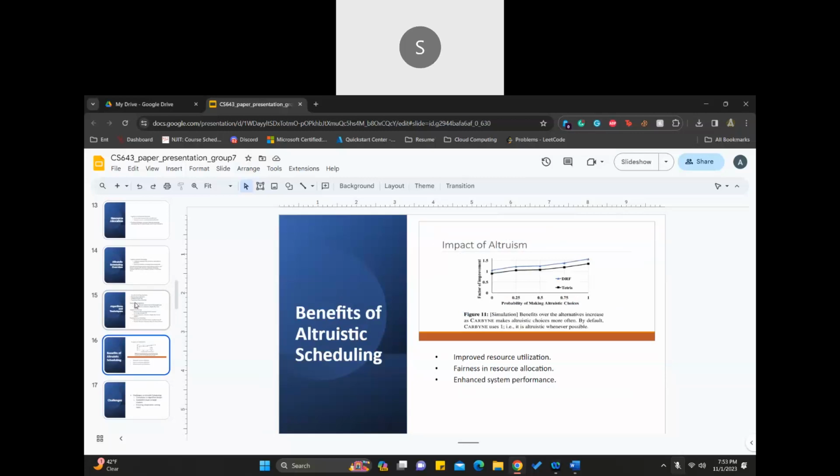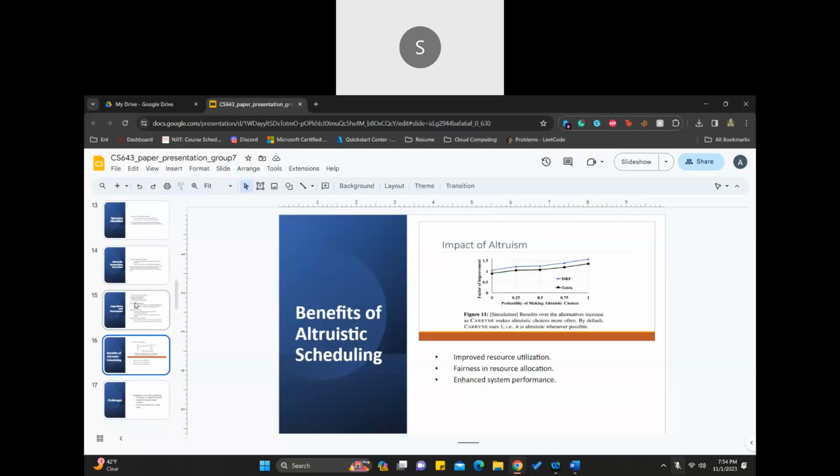The benefits of altruistic scheduling. Based off this graph right here, which shows the benefits, you can see it improves resource utilization, fairness in resource allocation, and enhances system performance. So that's some of the benefits for altruistic scheduling, because it's using resources, like we mentioned before over the slides, more efficiently.